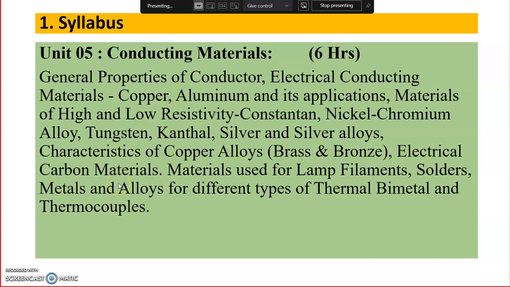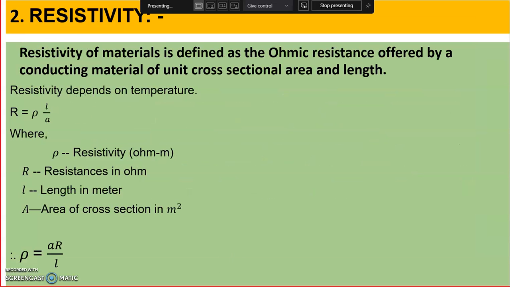Then electrical carbon materials. Materials used for lamp filaments, solder metals and alloys for different types of thermal bimetal and thermocouples. So content is very simple. Understanding is not required at all. Only you have to remember properties of material and applications of the material. Okay. So very simple unit is there. So let us start with the properties, main properties of conducting materials.